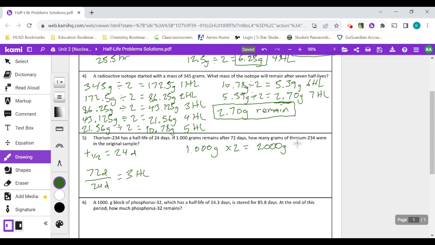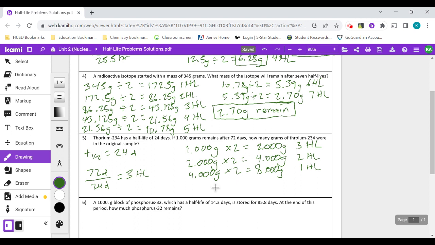So this is half-life 3, basically. That 2.000 grams times 2, that's 4.000 grams. That's half-life 2. And then that 4.000 grams times 2, that's 8.000 grams. That's half-life 1.